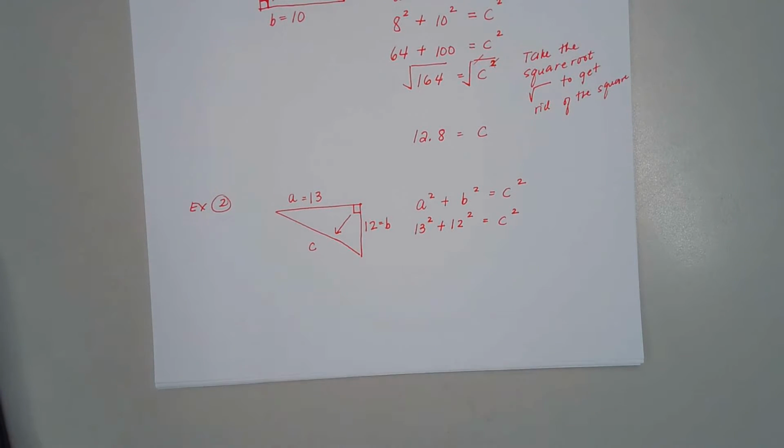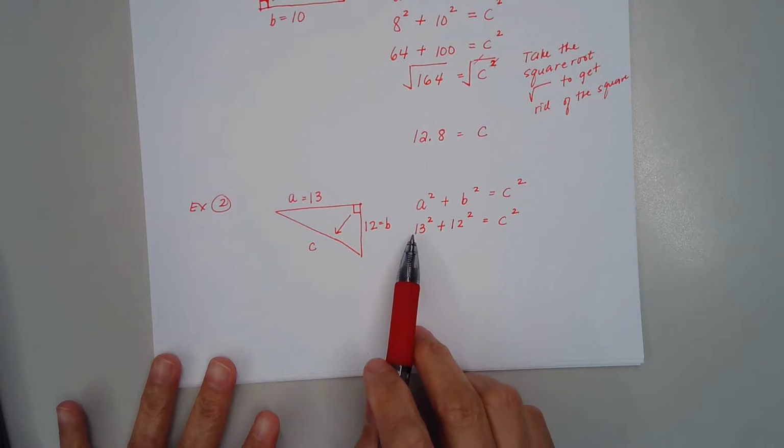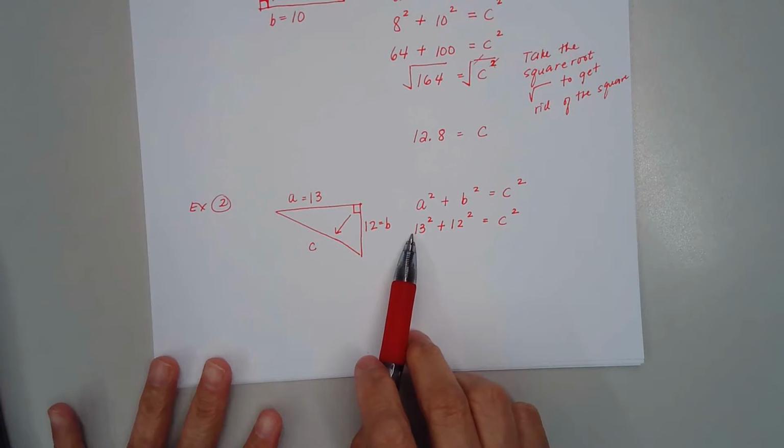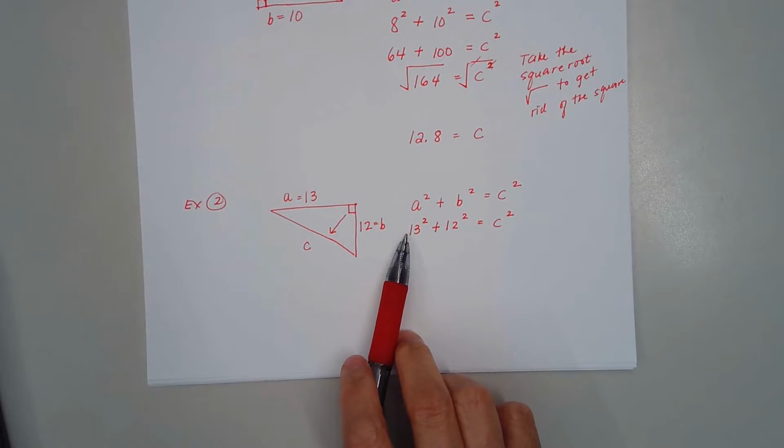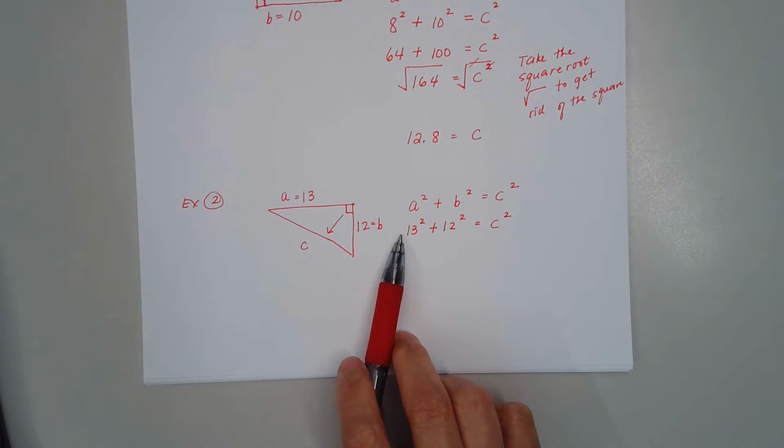Okay, did you get 13 squared plus 12 squared equals C squared? Yes? What do you think is the first thing that we're going to do? We're going to figure out what's 13 squared. 13 squared means 13 times 13. So go ahead and figure out 13 squared.